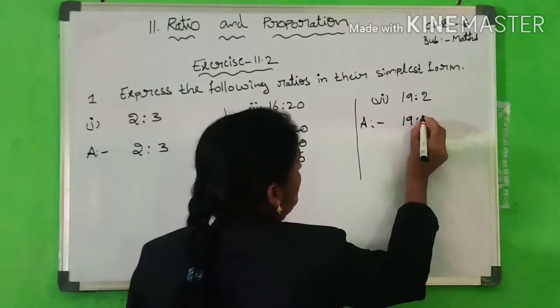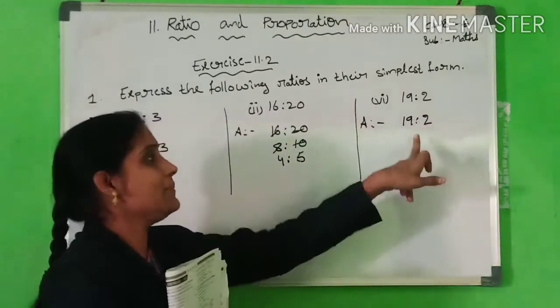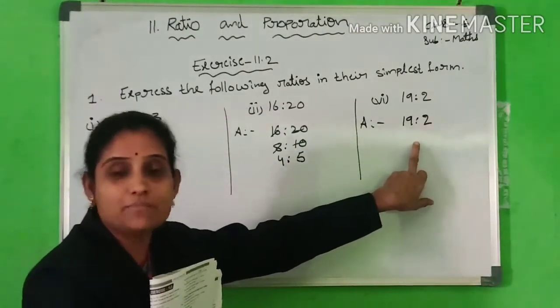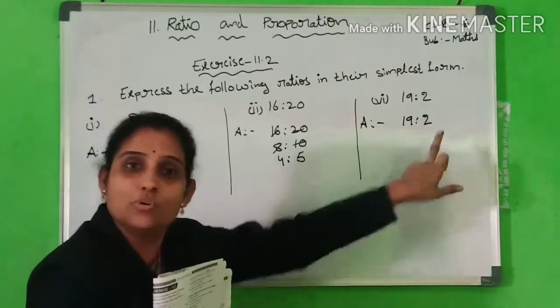Next you have to check 19 and 2. These two also are not coming in any one table. That's why this one's simplest form is 19 is to 2.